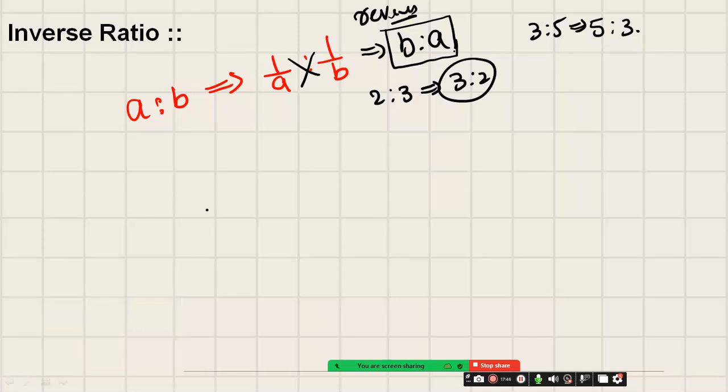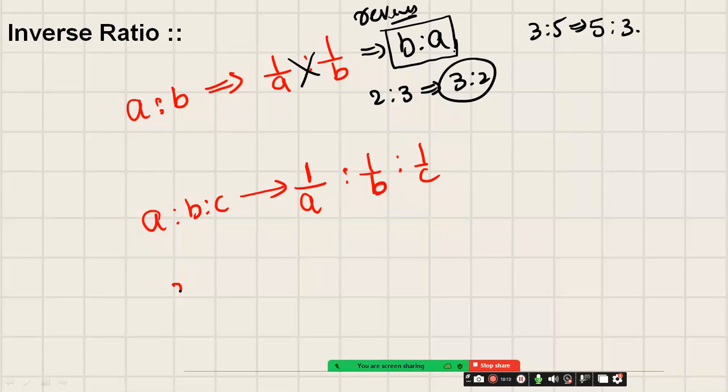For example, A is to B is to C. What is the inverse ratio? And don't write it reversed as C is to B is to A. Only 2 we multiply. Very good. Okay, right. So A is to B is to C. The inverse ratio is 1 by A is to 1 by B is to 1 by C, guys, here.